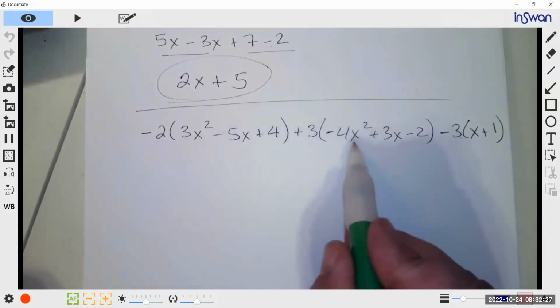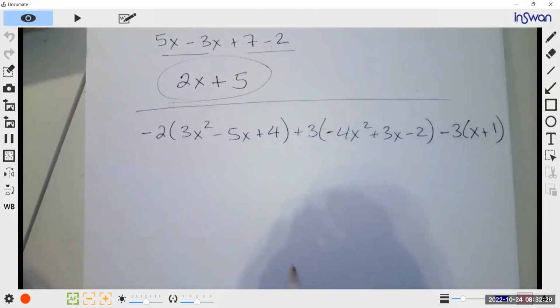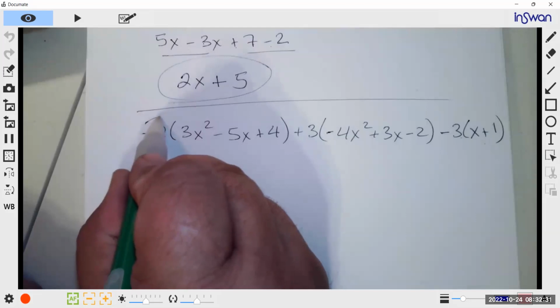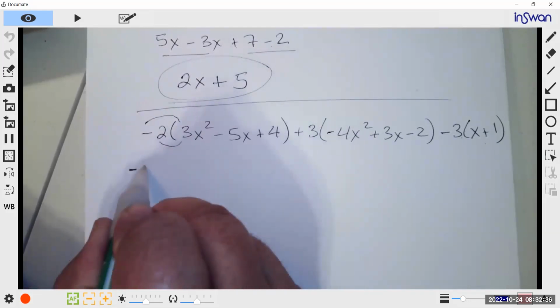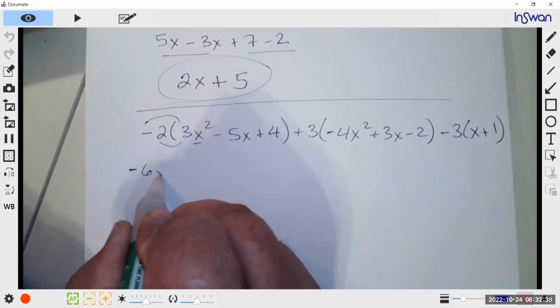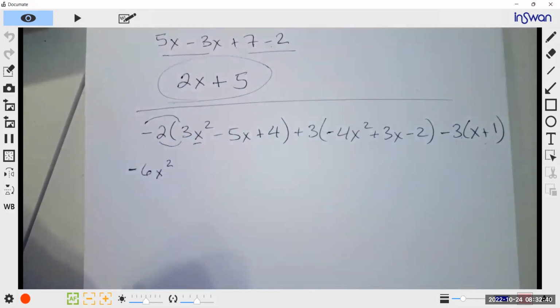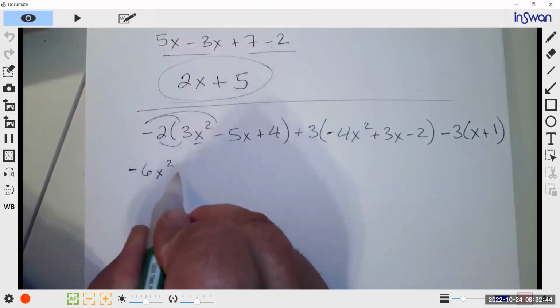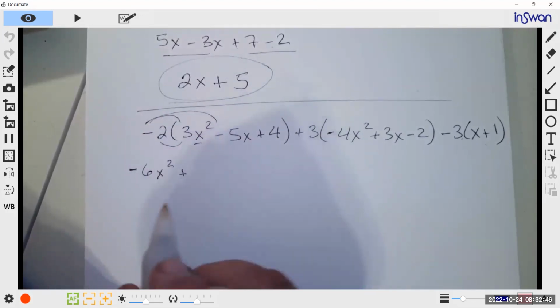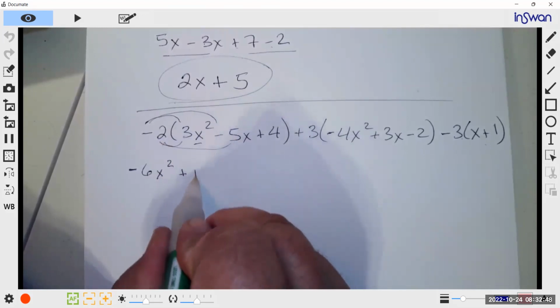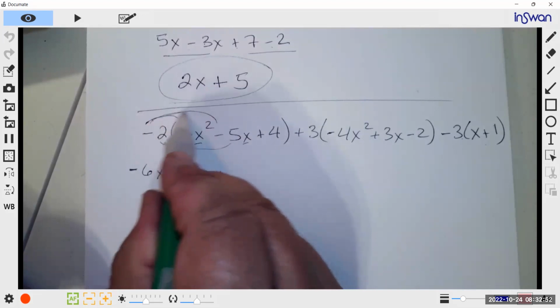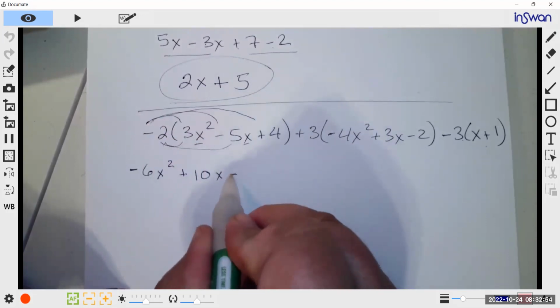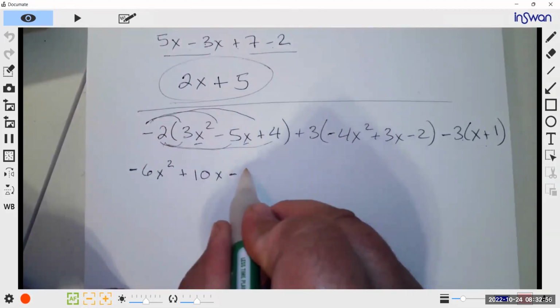We can't do anything inside the parentheses, so we have to get rid of the parentheses. Negative times positive is a negative. 2 times 3 is 6x squared. Negative times negative is a positive, same signs. 2 times 5 is 10x. Negative times positive is negative. 2 times 4 is 8.